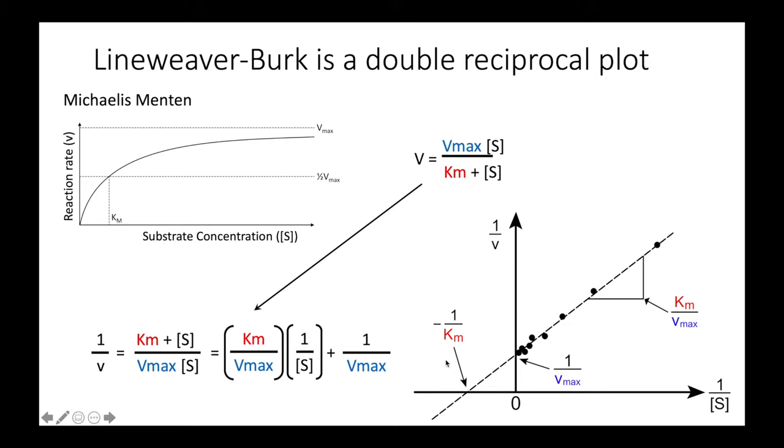Now graphically, we can see here that 1 over Vmax is represented by the y-axis intercept point, and negative 1 divided by Km is the x-axis intercept. We can also use the gradient of the trend line here to calculate Km and Vmax, because the gradient is equal to Km divided by Vmax. So what we're going to do is jump over into Excel and look at some more experimental data and how we would manipulate that in order to create a Lineweaver-Burk plot and calculate Vmax and Km.